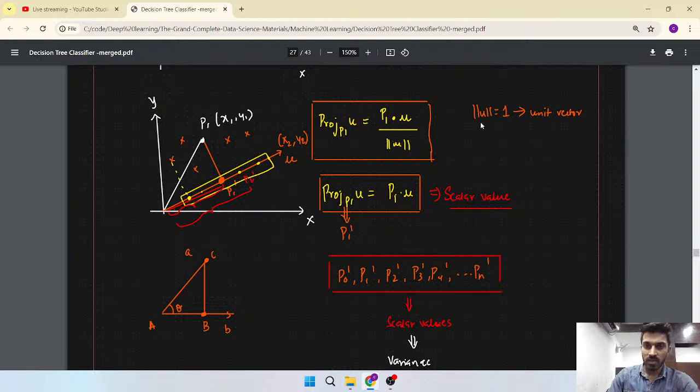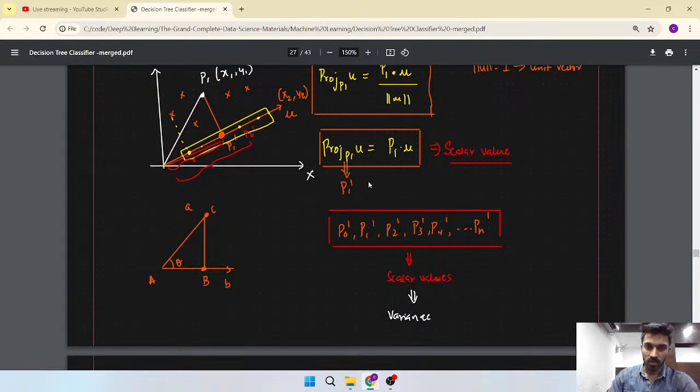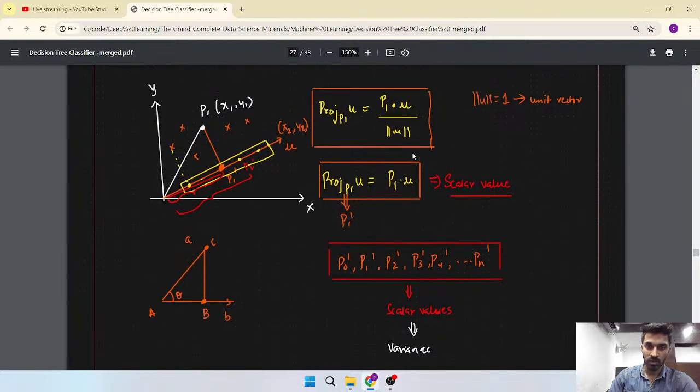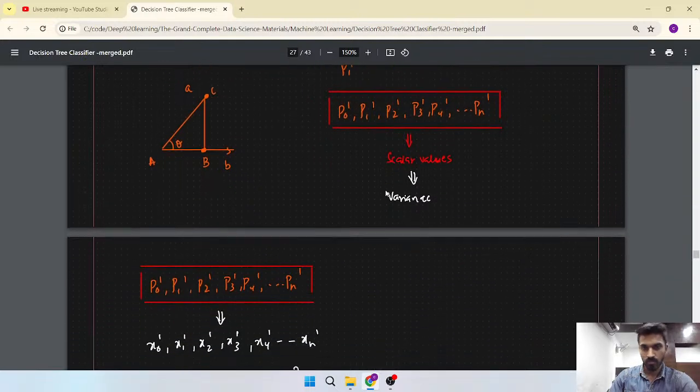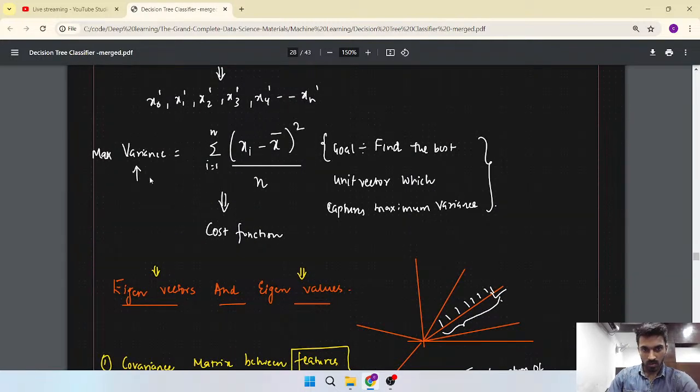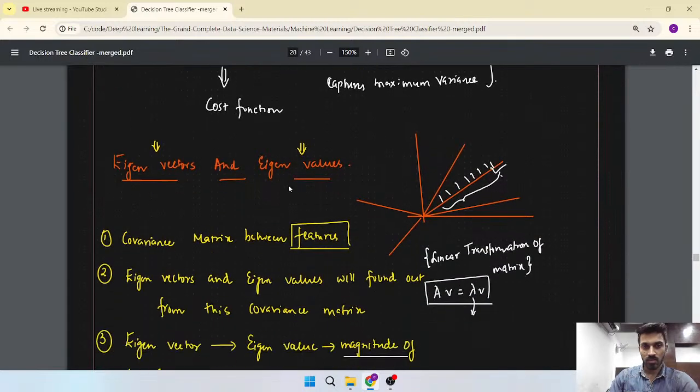Here we will say the magnitude of the vector on which you are taking the projection is equal to 1. Basically, it's a unit vector. So you will get an equation like the projection of P1 on U is equal to P1 times U. It's a scalar product, because it is just a dot product. So this is the max variance you will get.